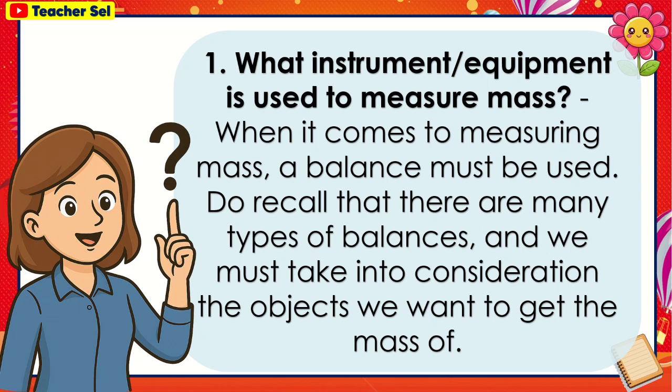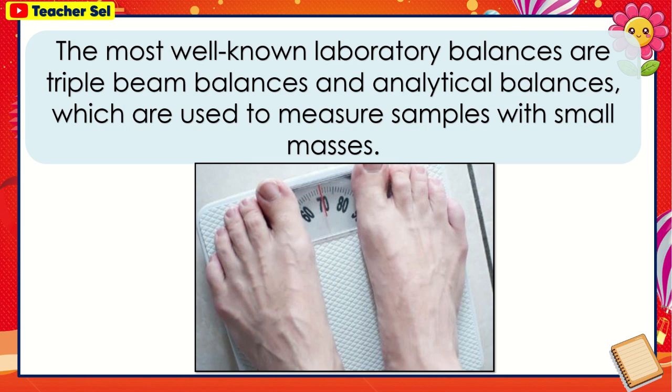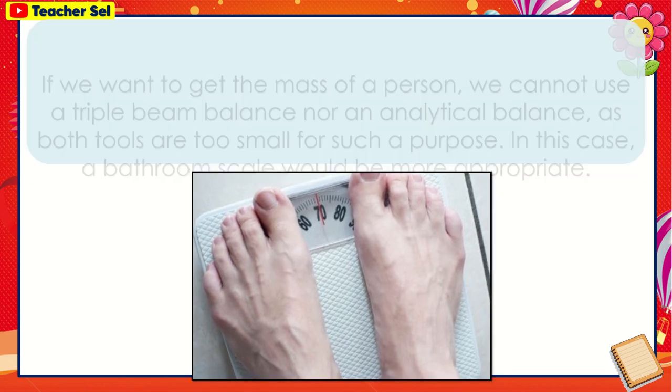What instrument or equipment is used to measure mass? When it comes to measuring mass, a balance must be used. Do recall that there are many types of balances, and we must take into consideration the objects we want to get the mass of. The most well-known laboratory balances are triple beam balances and analytical balances, which are used to measure samples with small masses.